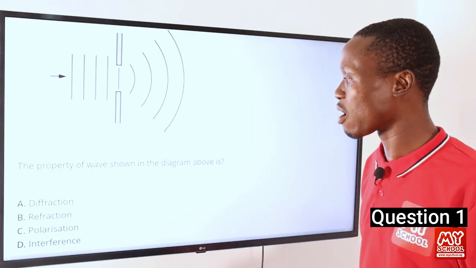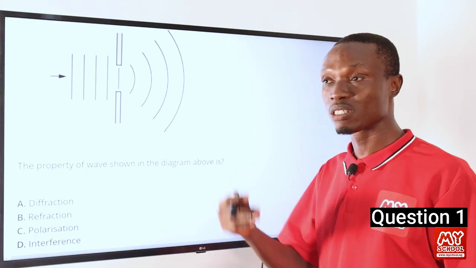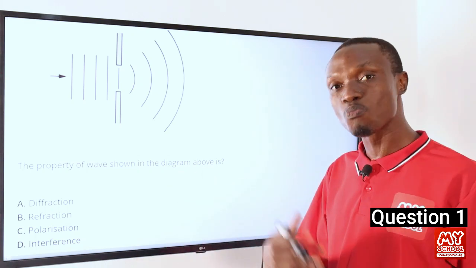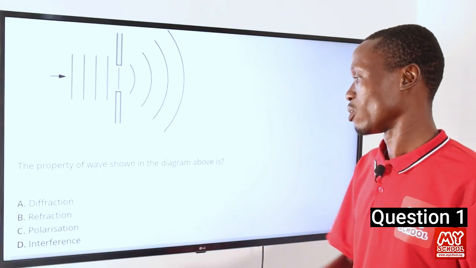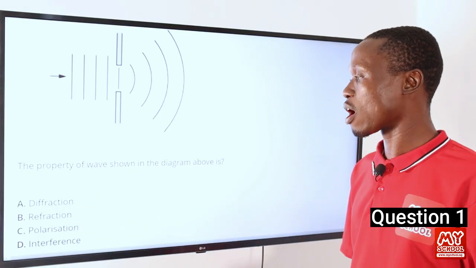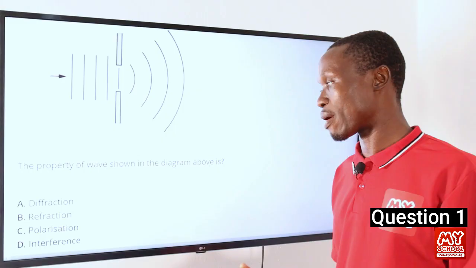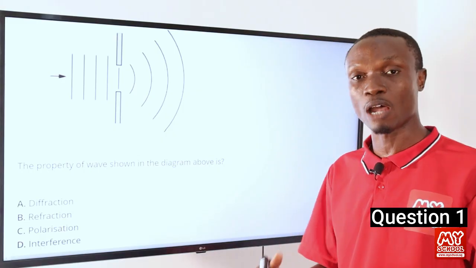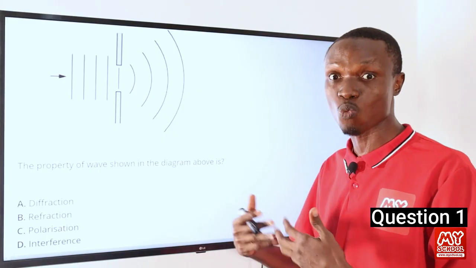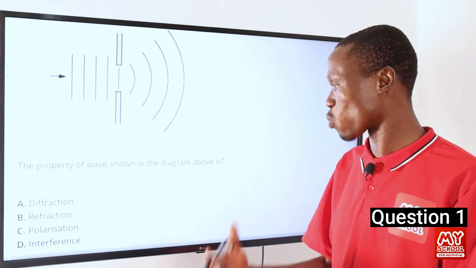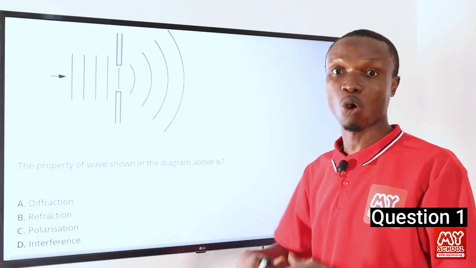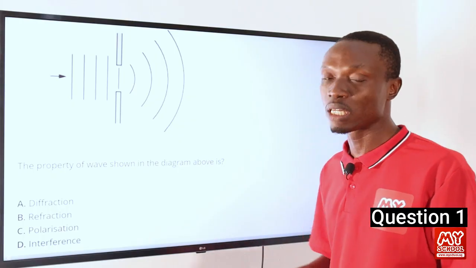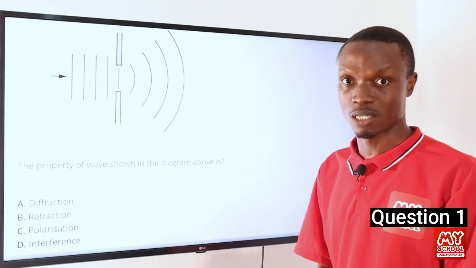B, we have refraction. Refraction is the redirection of a wave as the wave travels from one medium to another of different density. While option C, we have polarization. Polarization is the process of converting an unpolarized wave or light wave into a polarized one. While D, we have interference. Interference is a phenomenon that occurs when two waves traveling along the same medium meet.